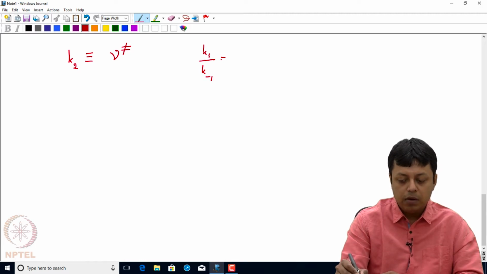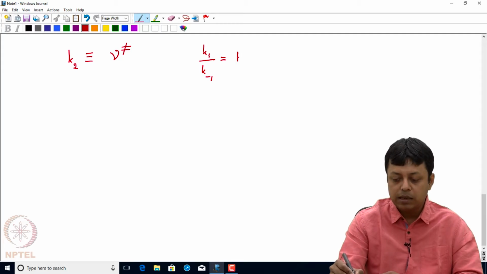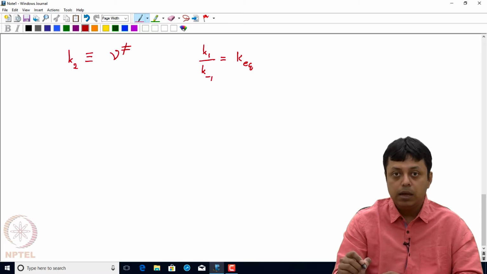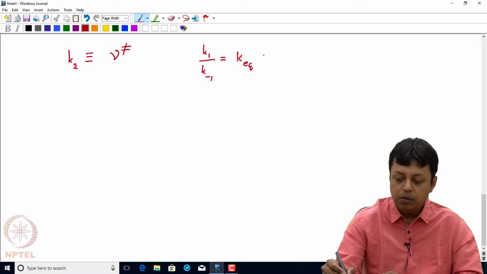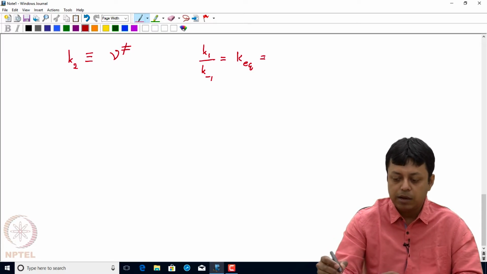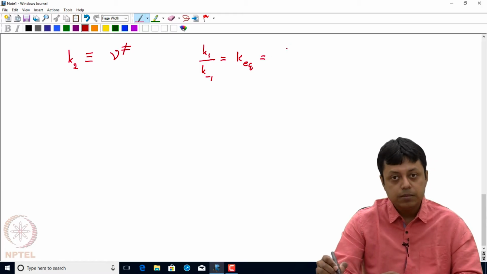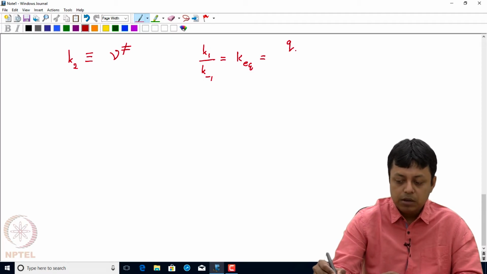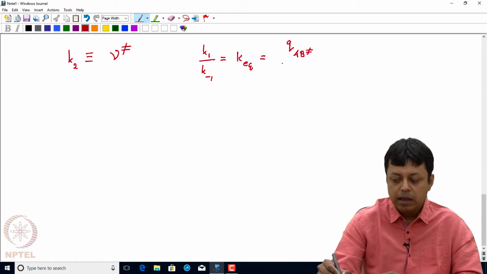Now already we know that K1 by K minus 1 is nothing but an equilibrium constant, the equilibrium between the reactants and the transition state. Now from our previous classes on statistical thermodynamics, we know that I can write the equilibrium constant in terms of the molecular partition functions of the reactants and the products. So it will be the partition function of the products first. The product I denoted as QAB dagger.